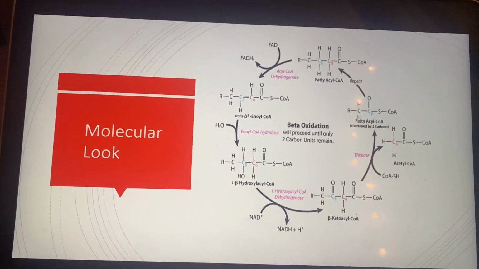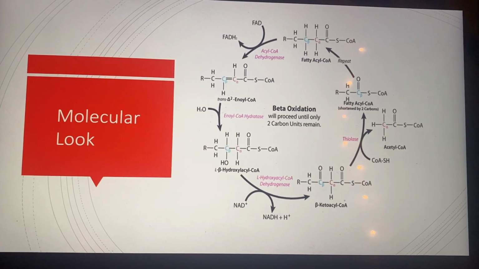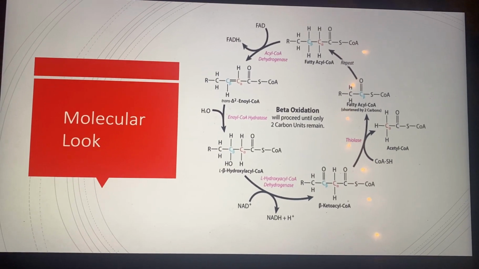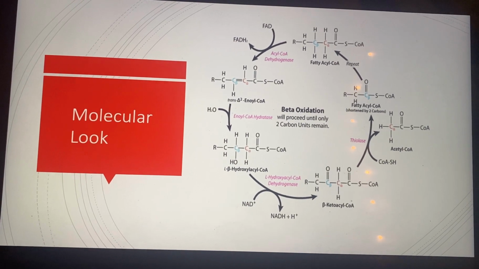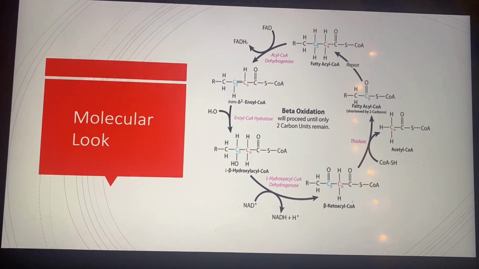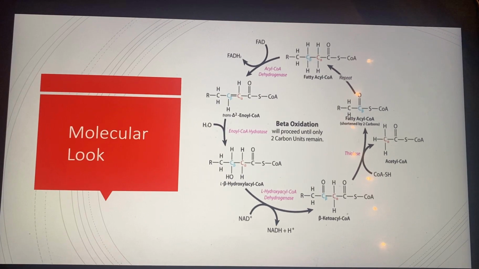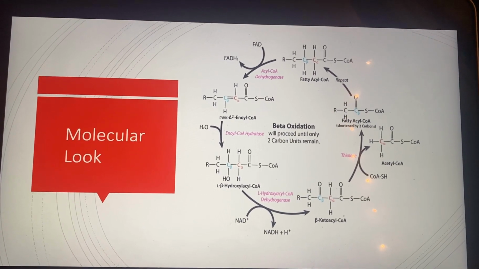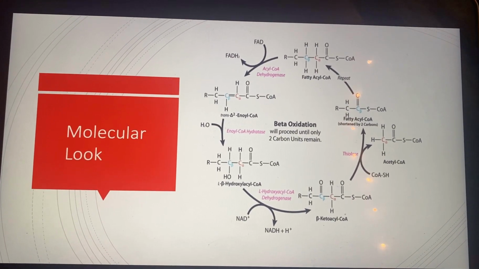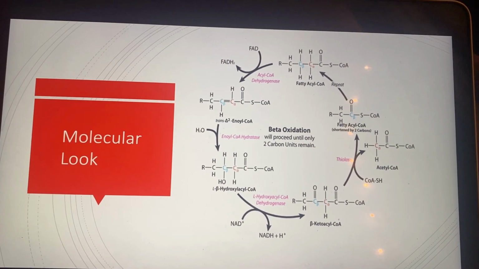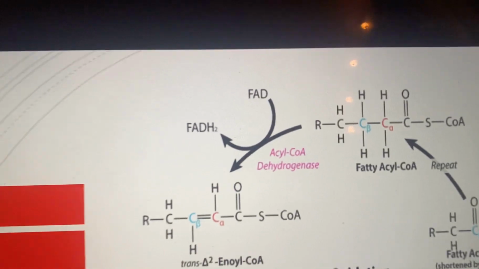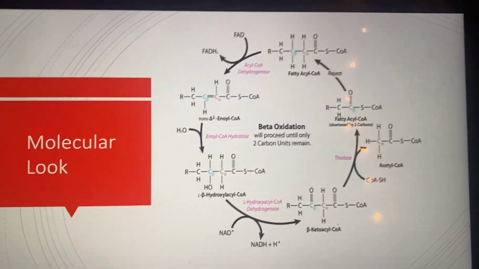This brings us into a little bit more of an in-depth molecular look of what's going on. So the fatty acid is dehydrogenated by acyl-CoA dehydrogenase, forming trans-delta 2 enoyl-CoA. This enzyme actually uses FAD as an electron acceptor and is reduced to FADH2. That's where that's going on.